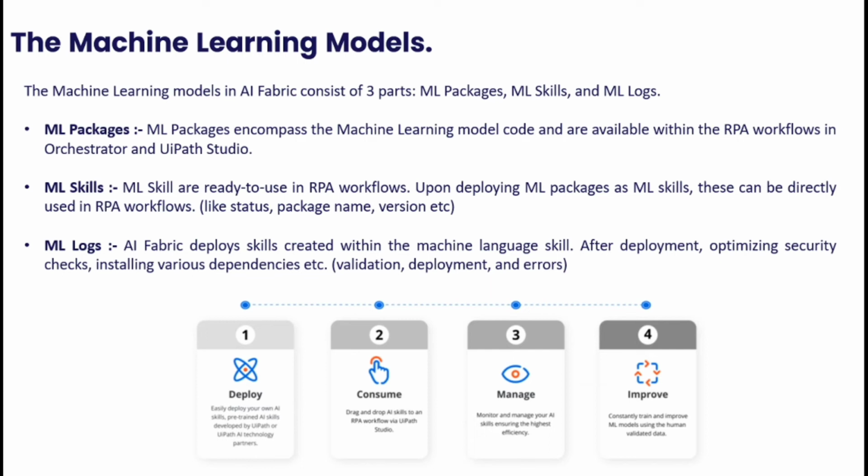And the next thing is machine learning models. AI Fabric consists of three parts of the model. First one is the ML package. When we create a new project in AI Fabric, we will have to create an ML package. We can upload our own package, and here we can also delete unused or undeployed packages.